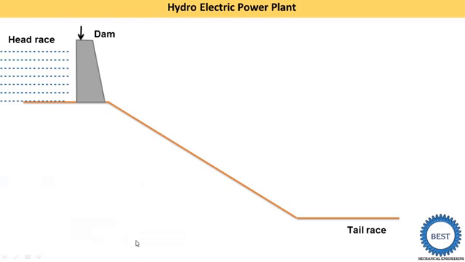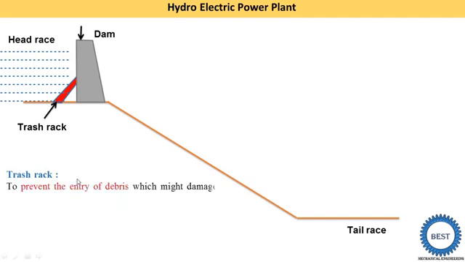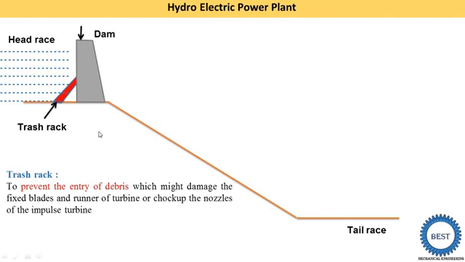The next component is the trash rack. The trash rack is provided in the bottom part of the dam, and it is used to avoid the supply of debris from the water. Okay, so the trash rack prevents the entry of debris. If debris is supplied from this dam, then it chokes up the penstock, or if it passes through the penstock, then it strikes the runner and damages our turbine runners. So the trash rack is used to avoid the supply of debris.